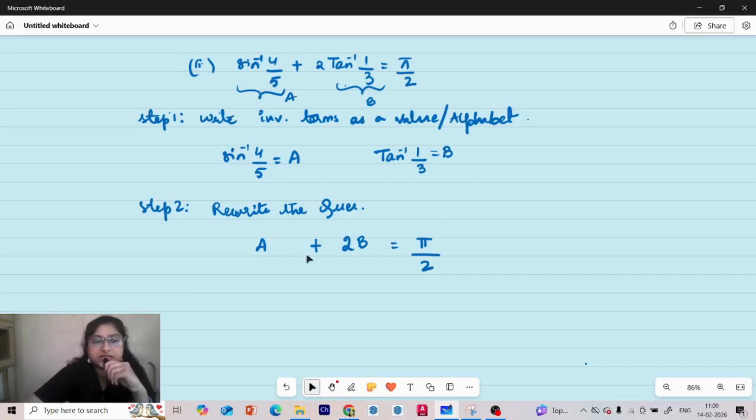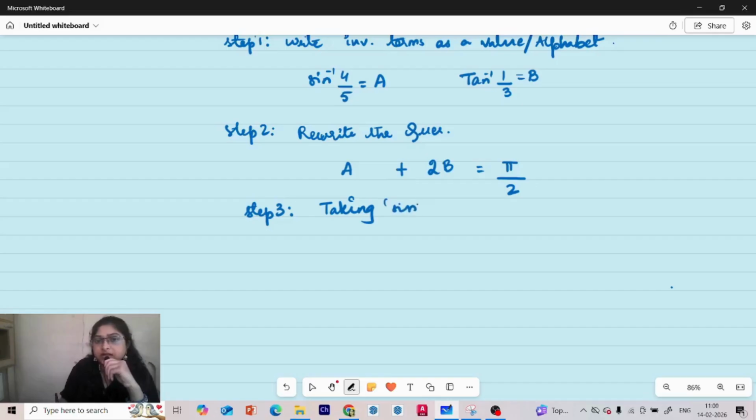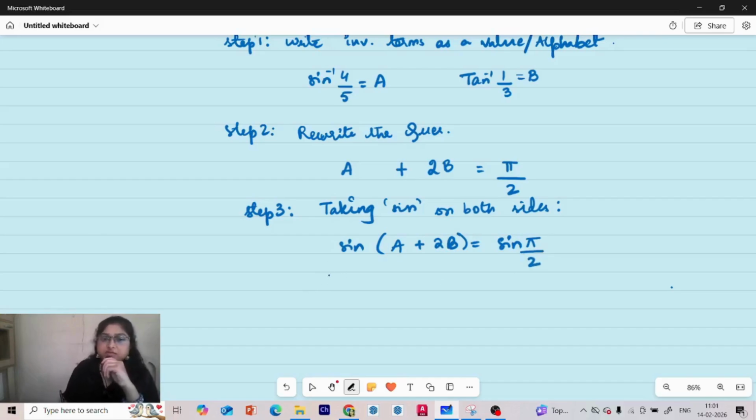Now in step 3, I'm going to take a function on both sides. I will take sine on both sides here, because sine of pi by 2 is 1. Taking sine on both sides. I am writing the steps like this for your clarity, because every problem follows the same format, but you need not mention steps 1, 2, 3 like this, it's just for your own clarity.